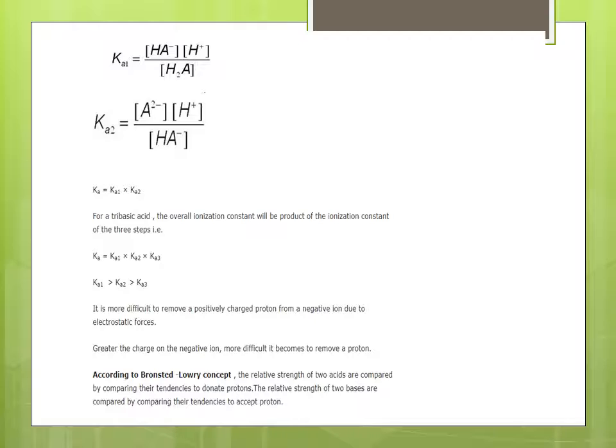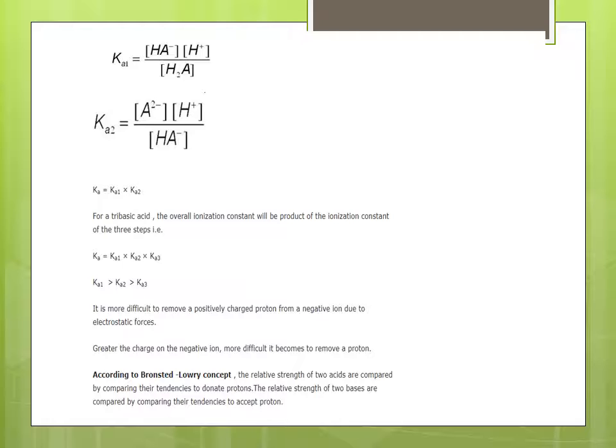For a tribasic acid, the overall ionization constant will be the product of the ionization constants of the 3 steps. That is, Ka will be Ka1 multiplied by Ka2 multiplied by Ka3, where Ka1 is greater than Ka2, which is greater than Ka3. It is more difficult to remove a positively charged proton from a negative ion due to electrostatic forces. The greater the charge on the negative ion, the more difficult it becomes to remove a proton.